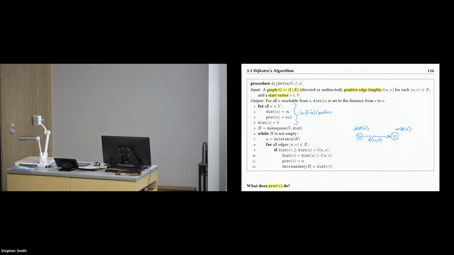For that, it takes in three pieces: the data structure H, the key that I'm going to change the value for, and then the updated value for that key.